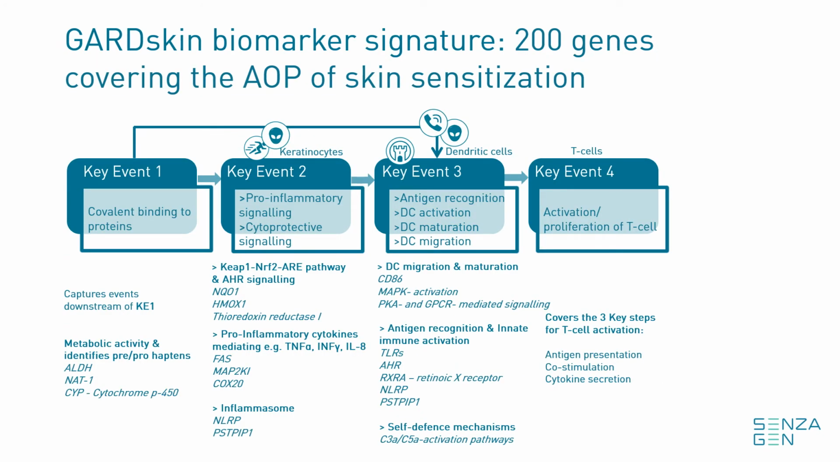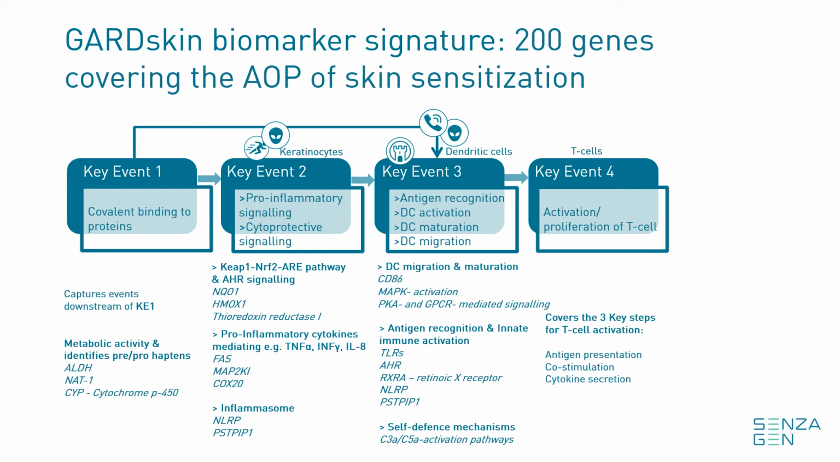Using the GARD skin assay as an example, we eventually mapped out 200 genes that were differentially regulated depending on whether the cells were stimulated with sensitizers or non-sensitizers from the training set. These 200 genes are the so-called biomarker signature of GARD skin.